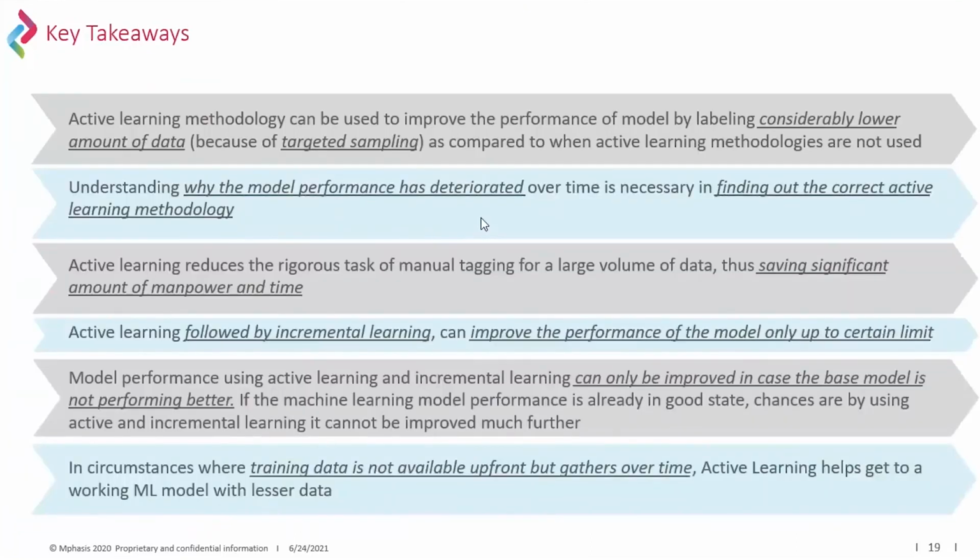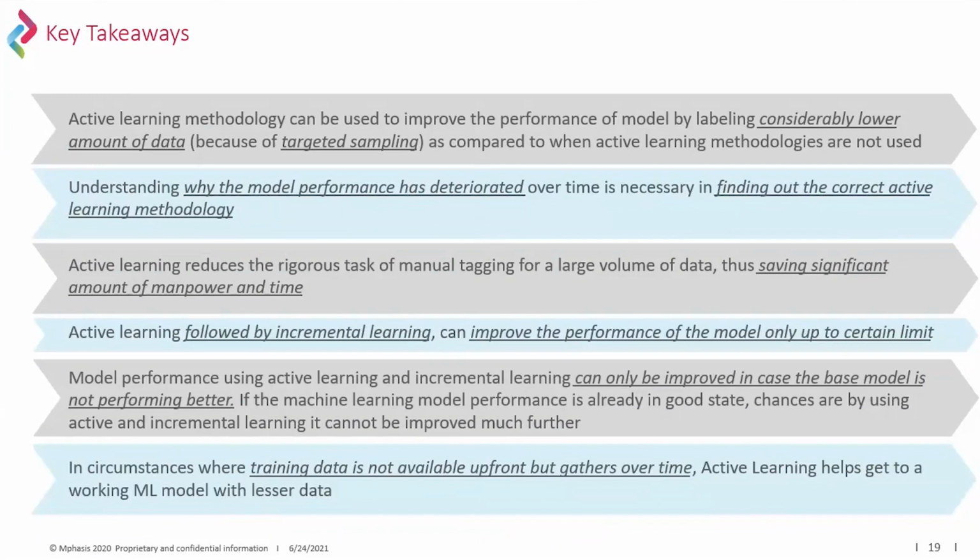With that, I'd like to wrap up on the concept of active learning and leave you with a few key takeaways. The first one being that even if you have a considerably lower amount of data, because of targeted sampling, you will be able to get to a usable model much faster. Since you're selecting a lesser number of data points, the effort that goes into building a model is reduced in terms of not just the time, but also the manpower involved. That really helps you accelerate your process of building machine learning and artificial intelligence related algorithms.